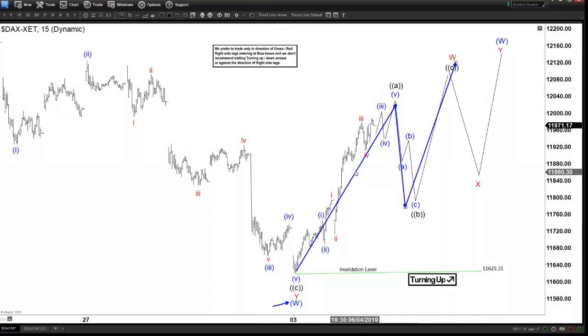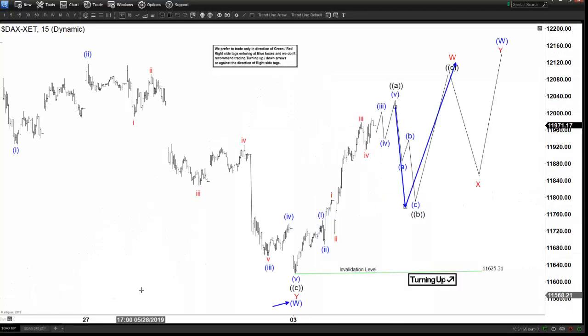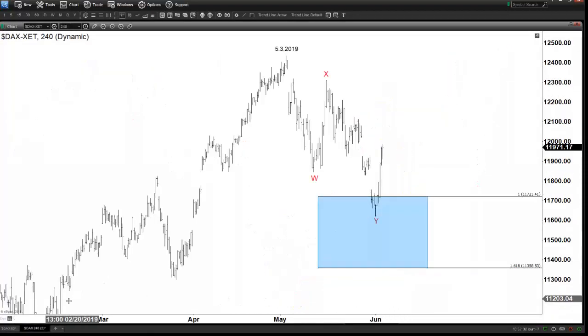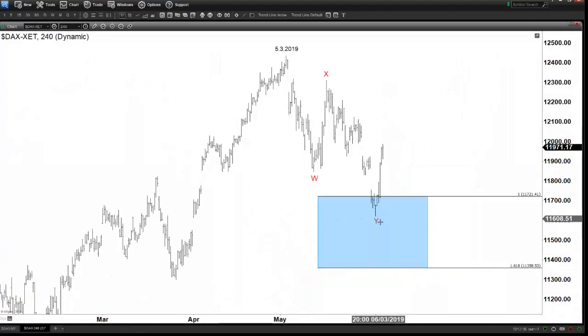Now if we look at the larger time frame in the 4-hour, this is the DAX. We can see here from May the 3rd 2019, it has started to sell off and hit the perfect 100% extension of this connector here. And as you can see, there's a Y in the red here. This is your Y in the red, and then there is a W in the blue here. So that's your W in the blue.